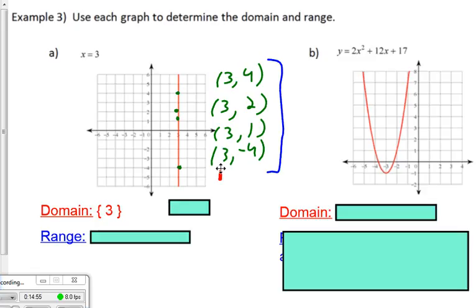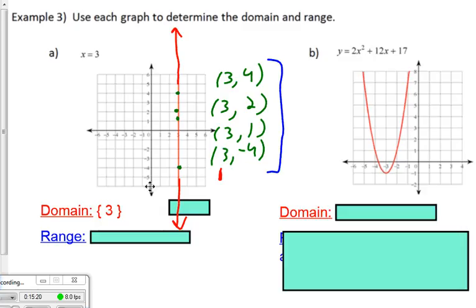All of these values, if I plot out any point, it will always be 3. Now, if we look at how the line moves, this line is continuing to go up forever, as high as we want, and it's going to continue to go down forever. It'll go as low as we want.